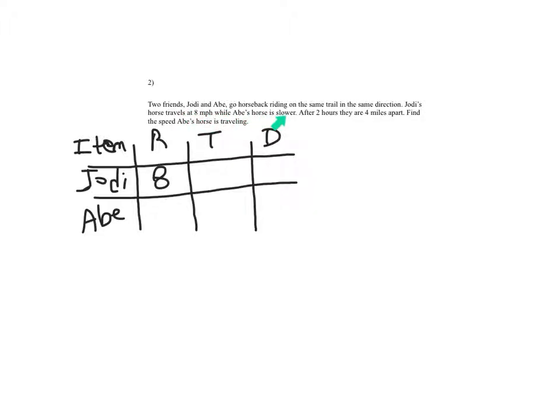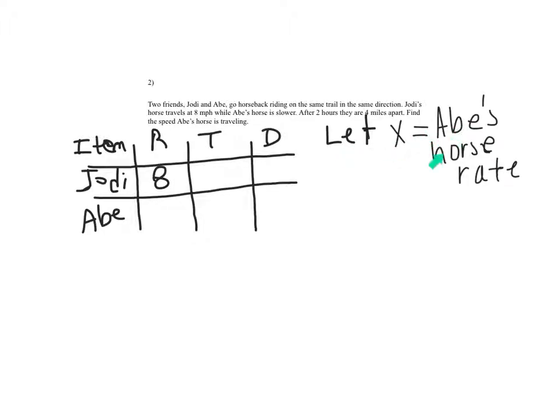While Abe's horse is slower. So we don't know Abe's horse's speed, which means his rate. We don't know. After 2 hours, they are 4 miles apart. Find the speed Abe's horse is traveling. So first of all, the question is our unknown. Find Abe's horse's speed, which is rate. So here, let x equal Abe's horse rate. You need to understand that speed is called rate. So in the chart under Abe rate, we're going to put x here.